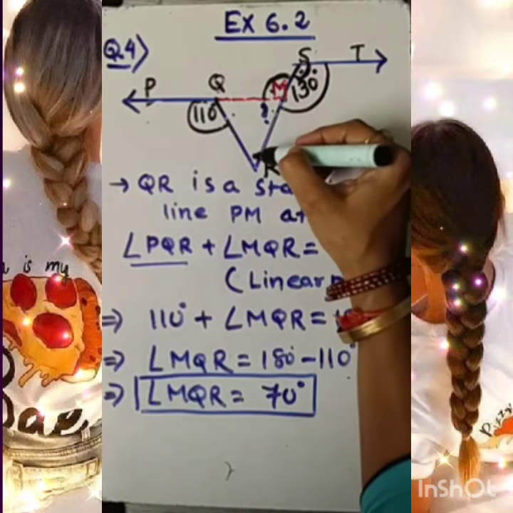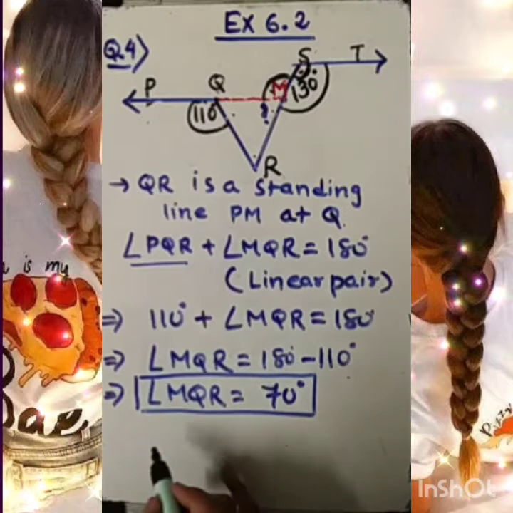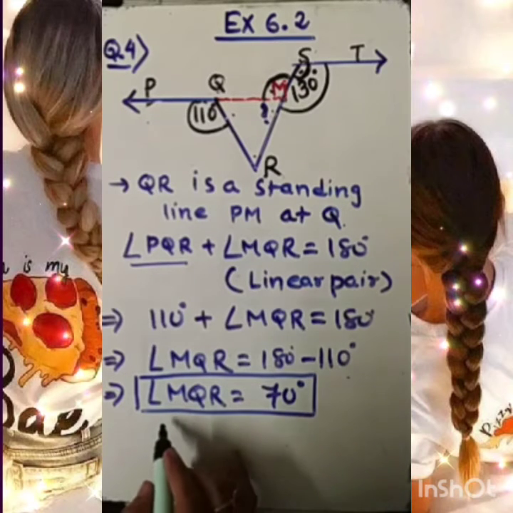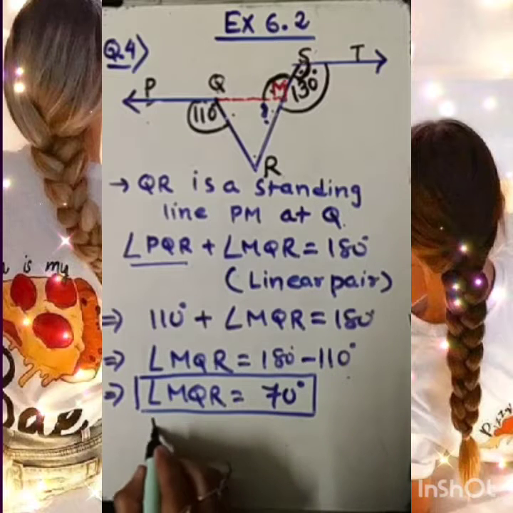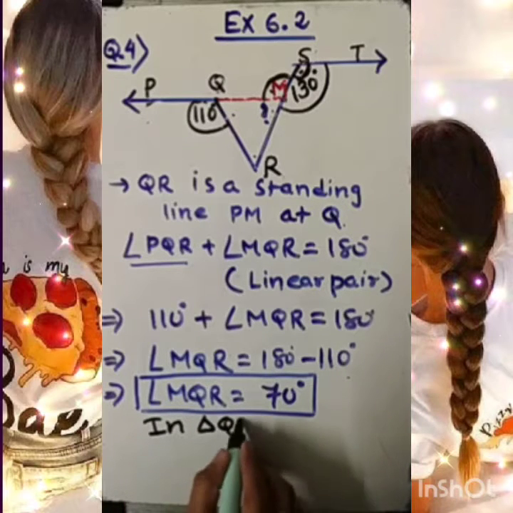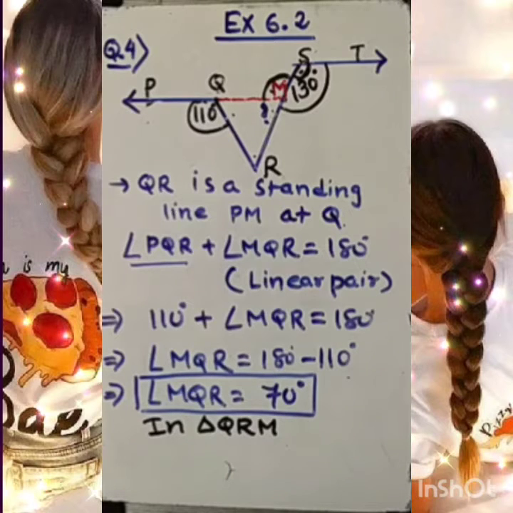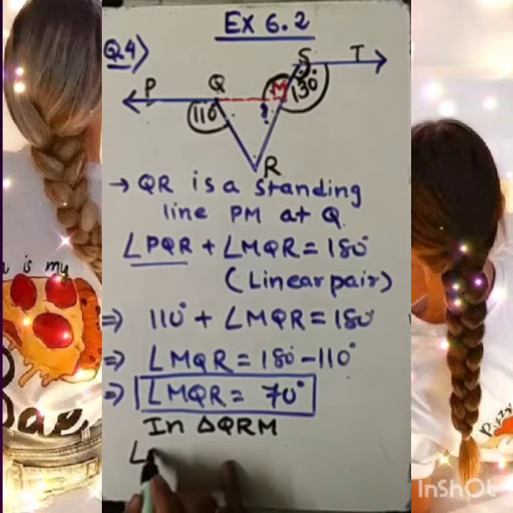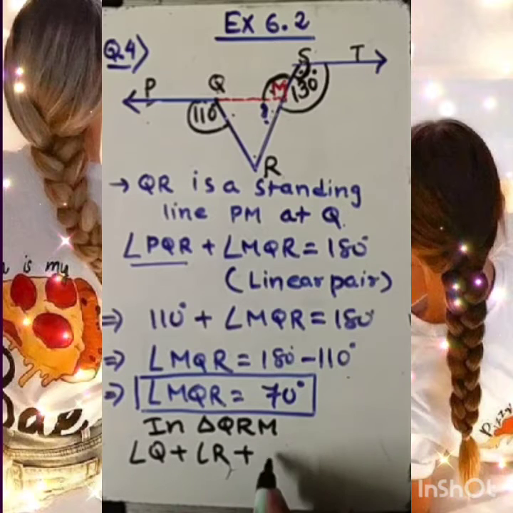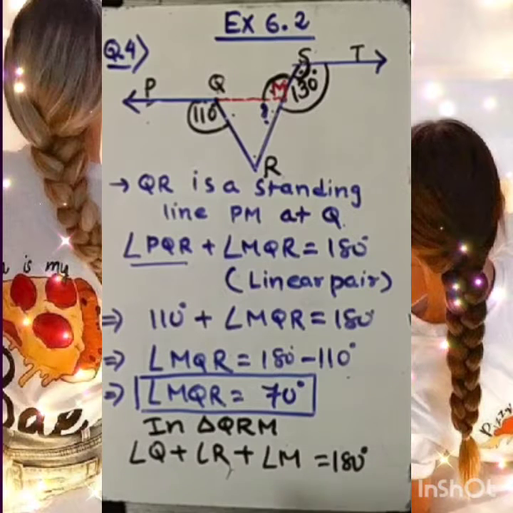So let's find the third angle. So now we need to work on a triangle. Which triangle am I talking about? In triangle QRM, in triangle QRM, angle Q plus angle R plus angle M. If you write individually, then also it's okay, equals 180 degrees by the angle sum property of a triangle. This is by the angle sum property of a triangle.